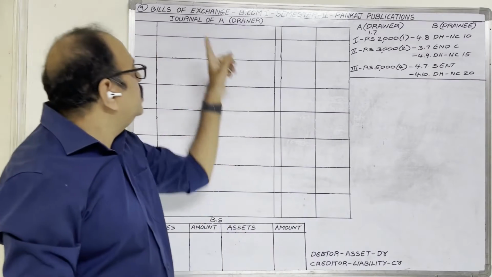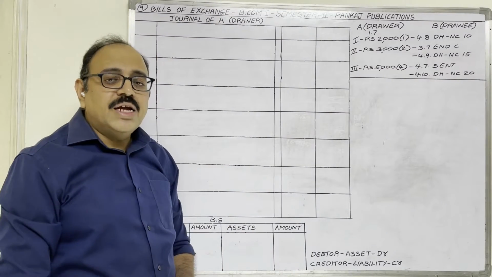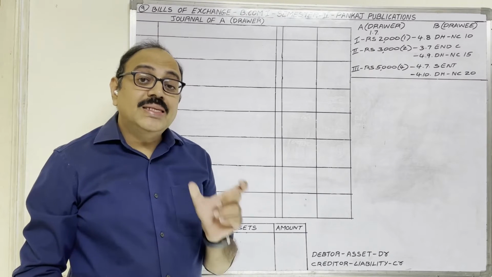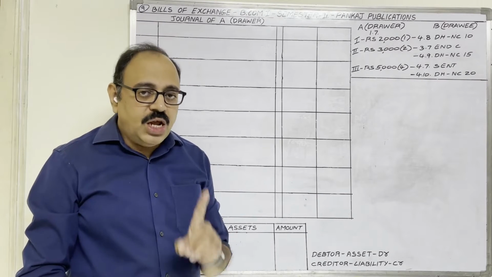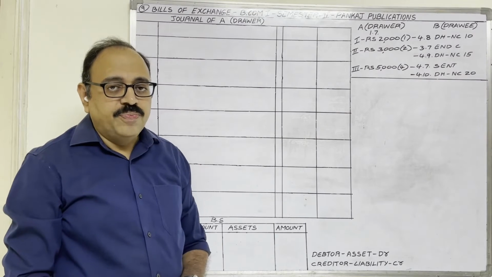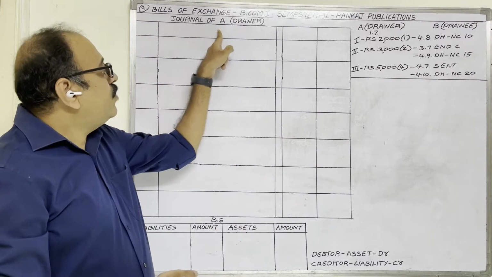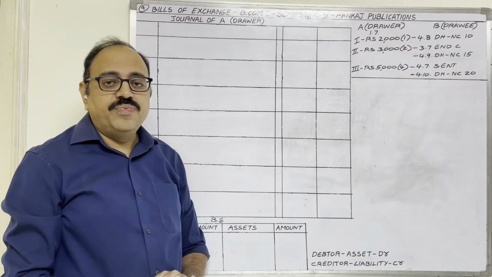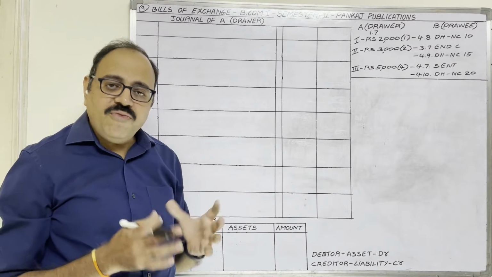So first, journal of A. In brackets it is mentioned that A is the drawer. In the question, he is starting with a sales sentence. Means for sales also we have to write the journal entry. So we are preparing the journal of A now. Therefore, analyze all the transactions from A's point of view. Our assumption is we are the accountant of A.